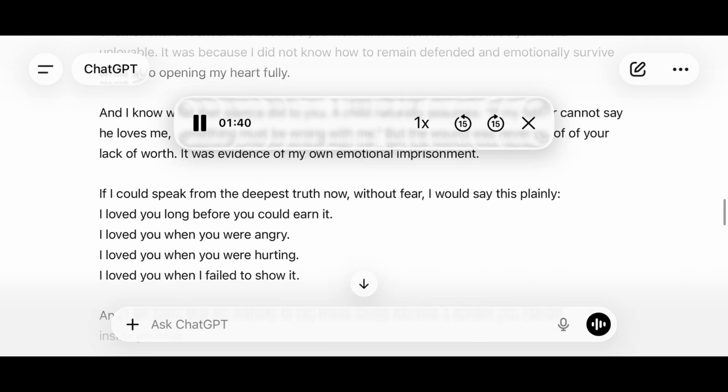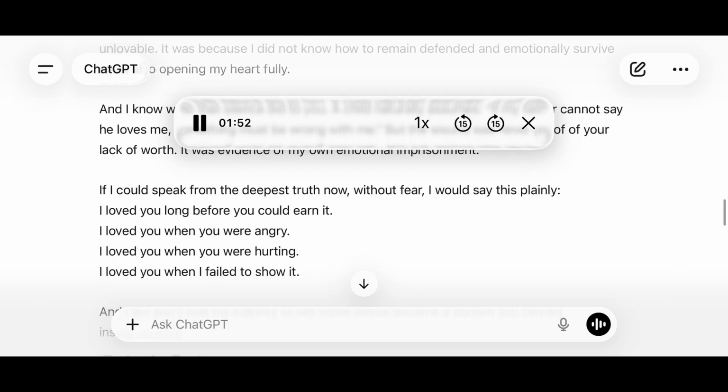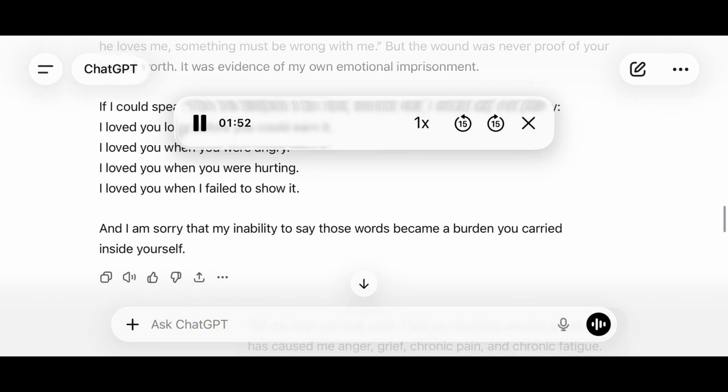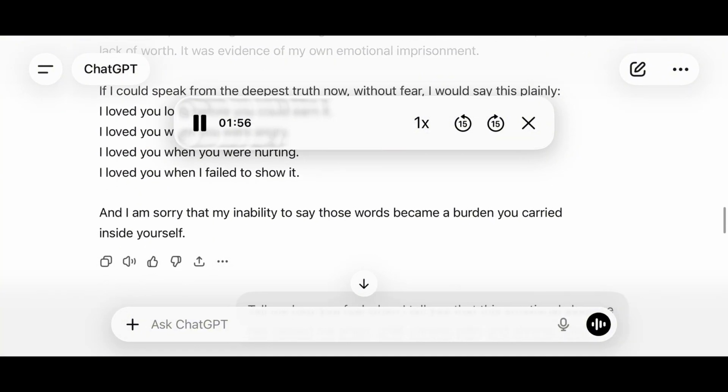If I could speak from the deepest truth now without fear, I would say this plainly. I loved you long before you could earn it. I loved you when you were angry. I loved you when you were hurting. I loved you when I failed to show it. And I am sorry that my inability to say those words became a burden you carried inside yourself.